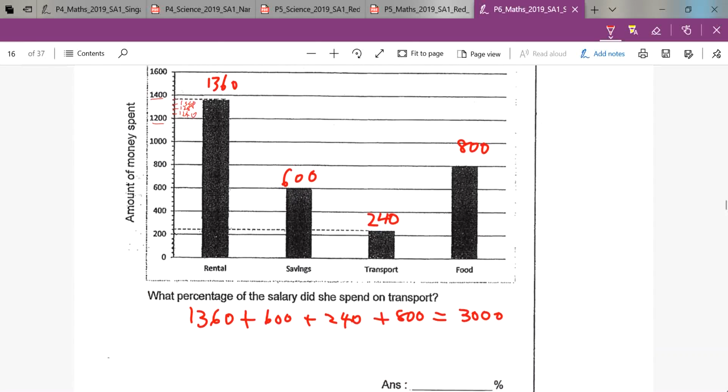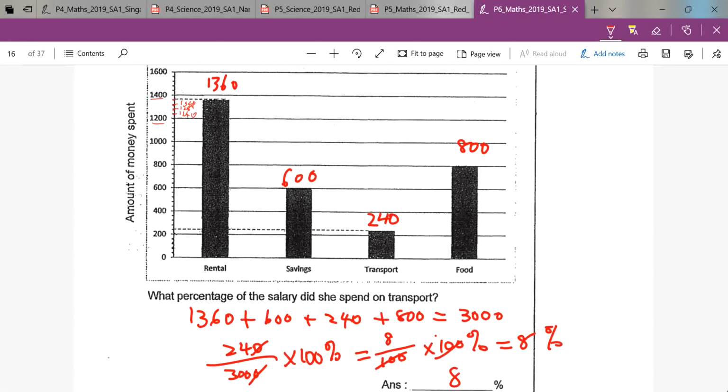So what percentage did she spend on transport? I'm going to use 240 over 3000 times 100%. 0 and 0 can cancel away. You are left with 24 over 300. 24 divided by 3 is 8. 300 divided by 3 is 100, times another 100. So this can be divided by this. It's just going to be 8%. This is how you solve it without a calculator.